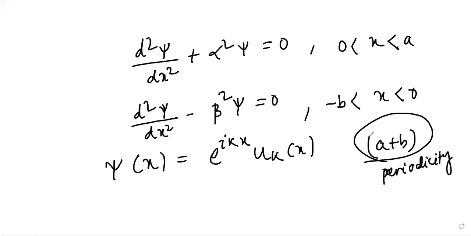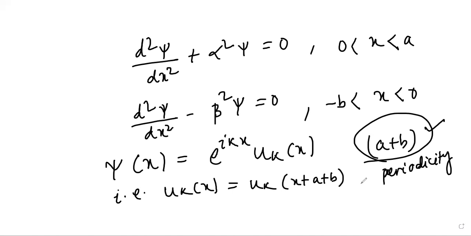If it will be repeated after interval of a plus b, that means we can write uk of x is equal to uk of x plus a plus b, as it is a periodic function and it's considered to be a Bloch function. So this way we can write uk(x) equals uk(x plus a plus b). Now let us find out d psi by dx and d square psi by dx square, and let's see what we are getting from this.